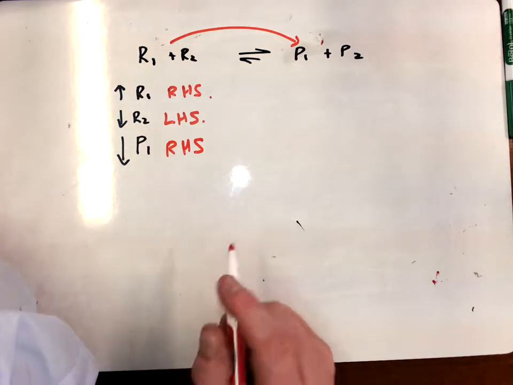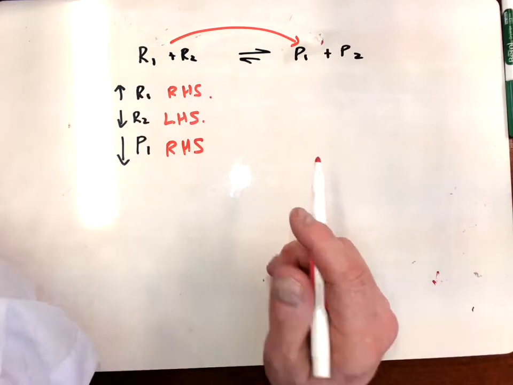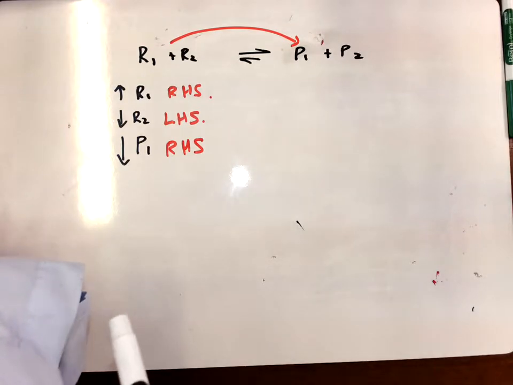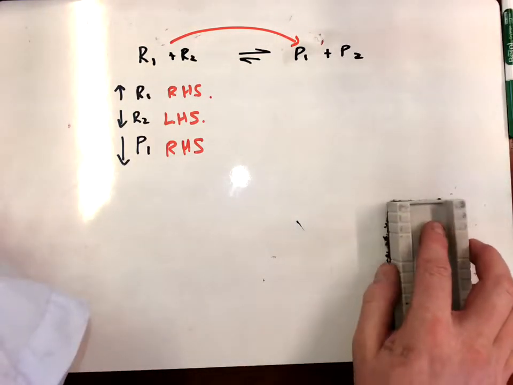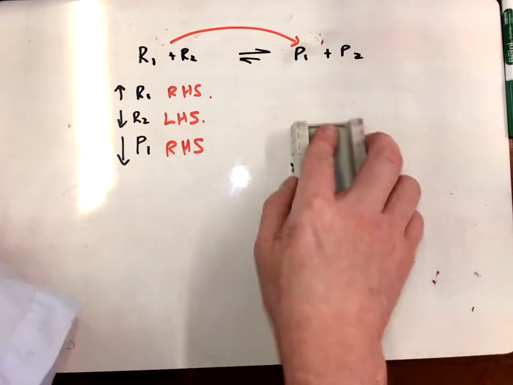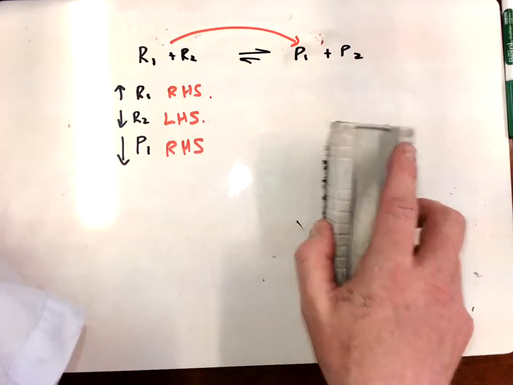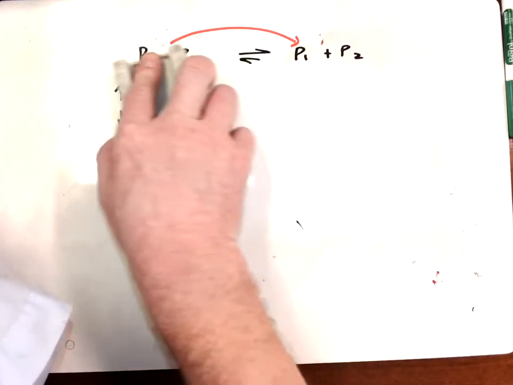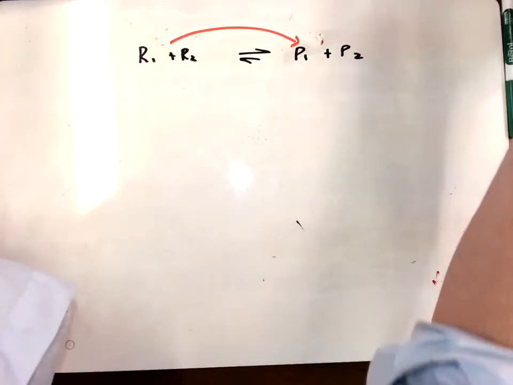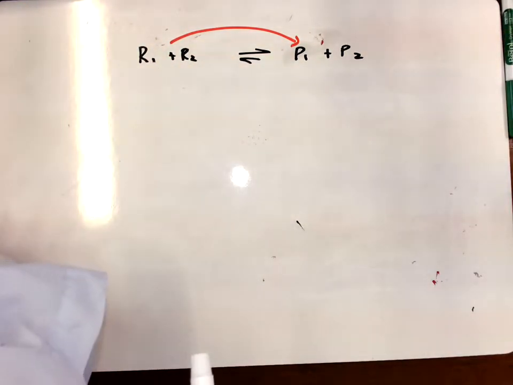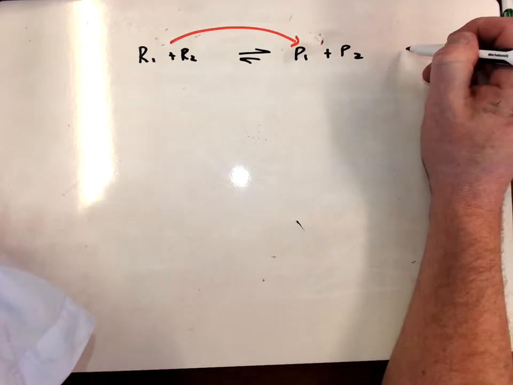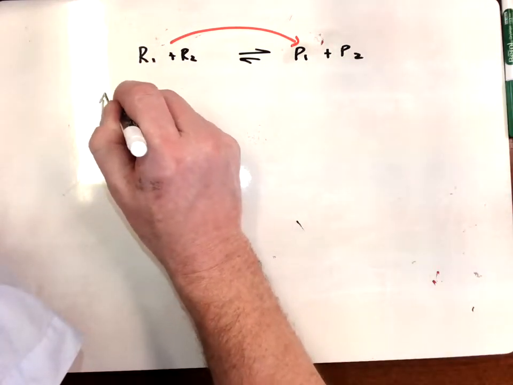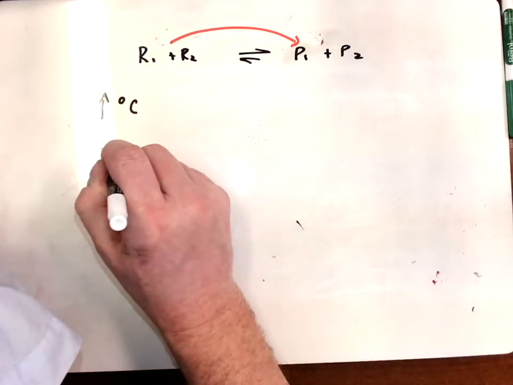So that's what will happen if I add or remove product or reactant, or increase or decrease the concentration of product or reactant. My equilibrium will move to the right or the left. Let's look then at another change that we can carry out. Let's say this time we will increase the temperature or decrease the temperature.